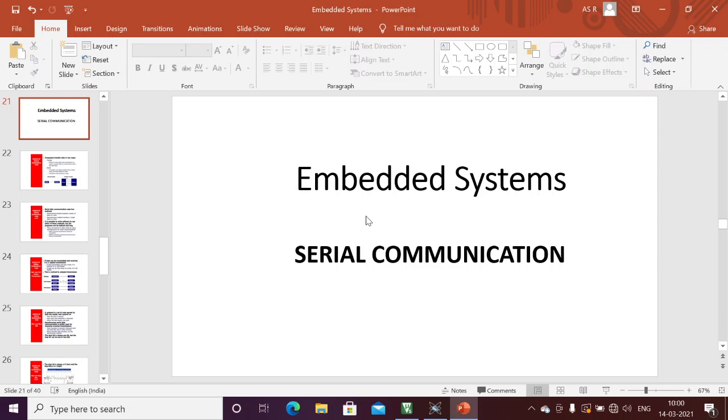Systems. Today we are mainly discussing serial communication. It is also one of the features in our 8051 microcontroller. And today we are mainly going to discuss all the important registers in our 8051 microcontroller. By using these registers, how we are going to transmit data from the microcontroller, and how we are going to receive data into the microcontroller serially, that we are going to discuss today.